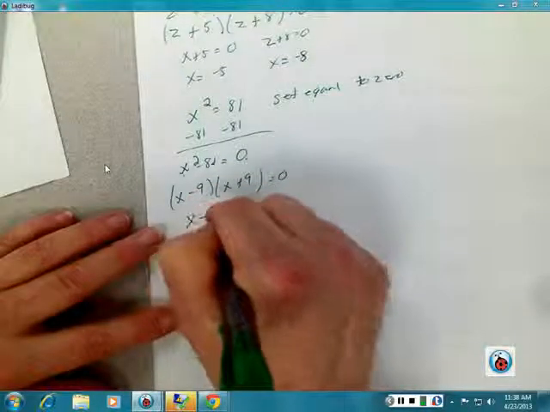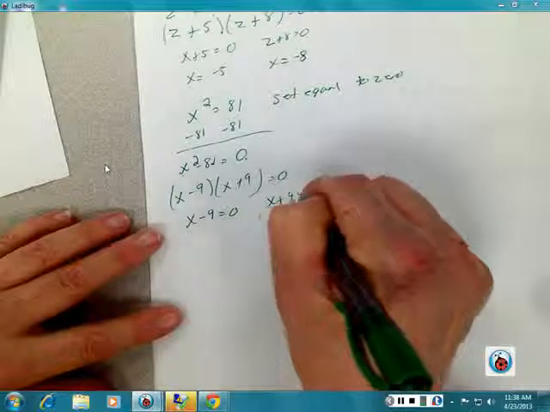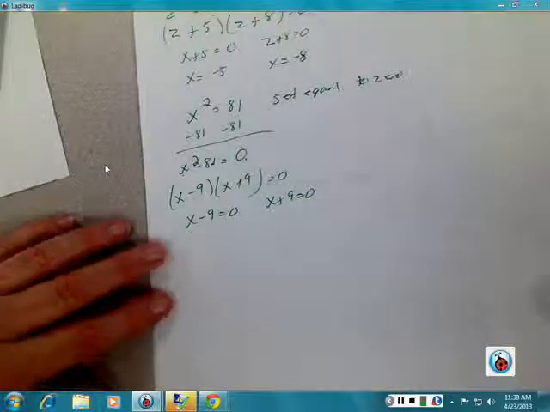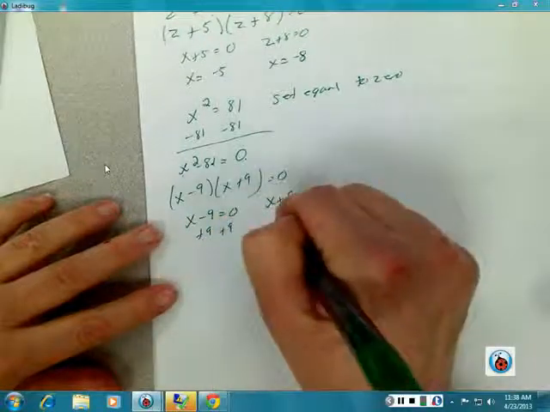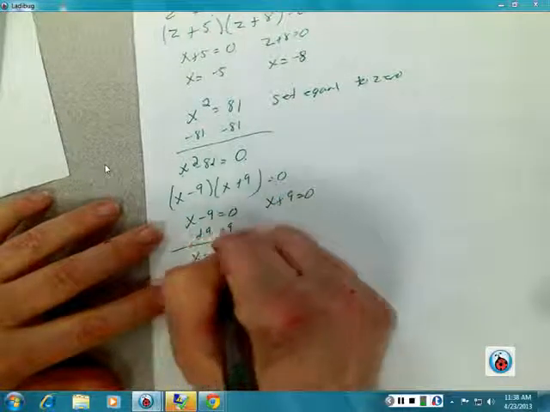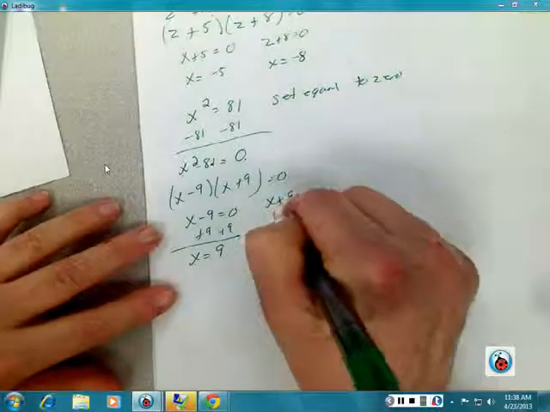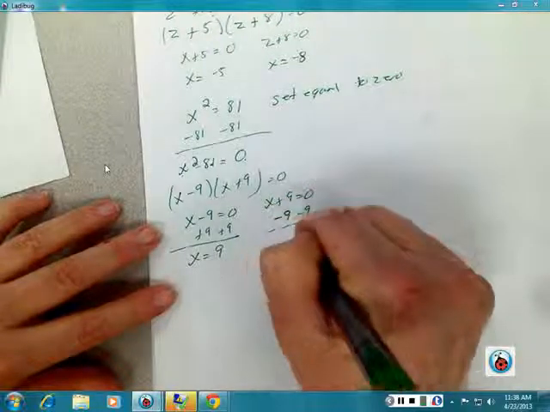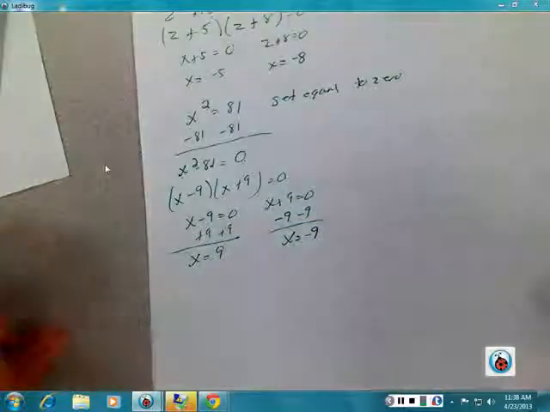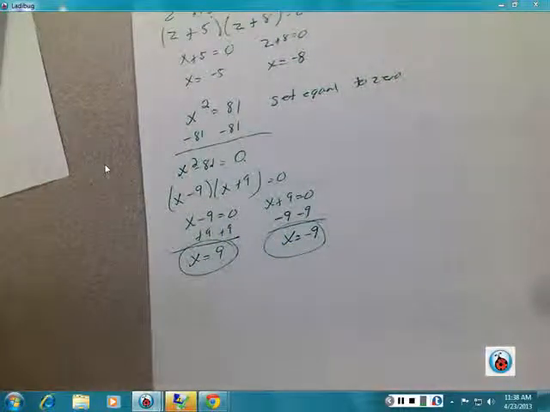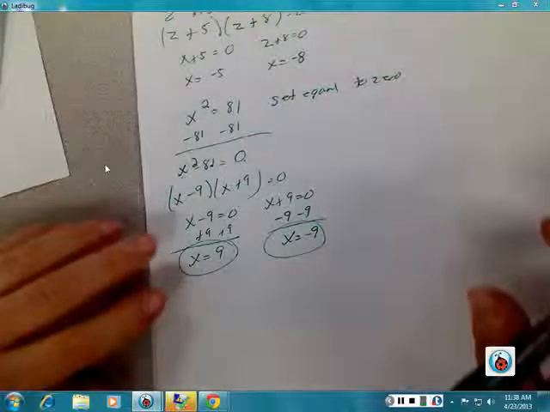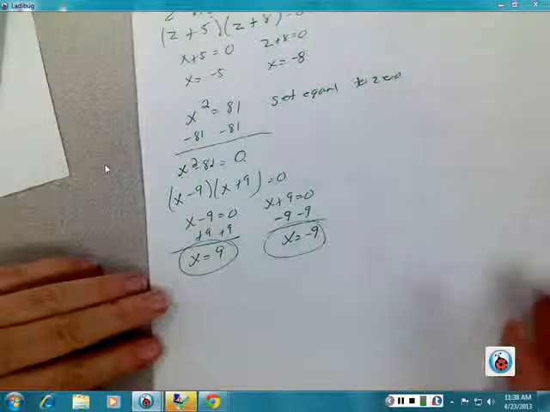So x minus 9 equals 0 and x plus 9 equals 0. And those are my two values for my quadratic. So if I add 9 to both sides on this one, I get x equals a positive 9. Second one, if I subtract 9, I find x is equal to a negative 9. So those two become my solutions for that problem. And if you check it and plug it back in, you would find that those would end up working as well with that one.